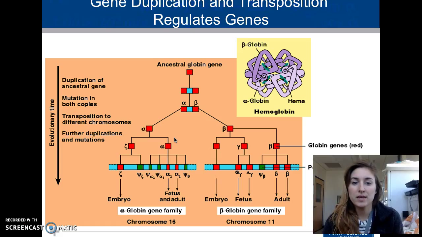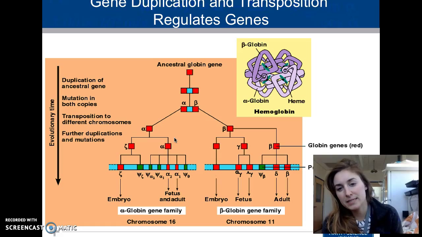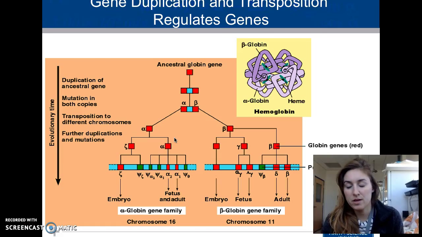Again, this is looking at the very first hemoglobin gene, or the globin gene, versus all of the different varieties that we see now. Basically, the chunk of DNA that codes for hemoglobin has been mutated just a tiny bit and moved to different places, and it'll make all sorts of different things.